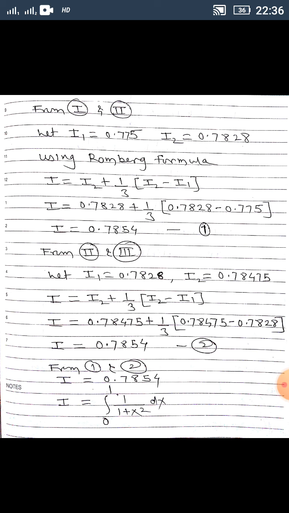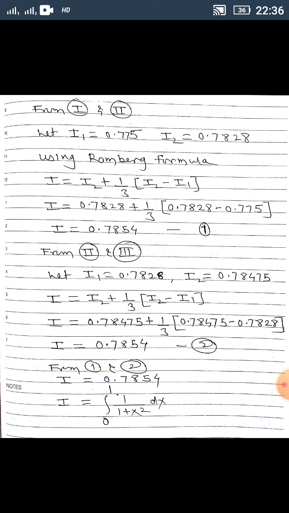Now from second and third, let I1 be 0.7828 and I2 be 0.78475. Again the Romberg's formula we know, I is equal to I2 plus 1 by 3 (I2 minus I1). Substitute values: I2 0.78475 plus 1 by 3 (0.78475 minus 0.7828). If we simplify, we get the value as 0.7854. Now see here, equation 1 and equation 2, these values are same.